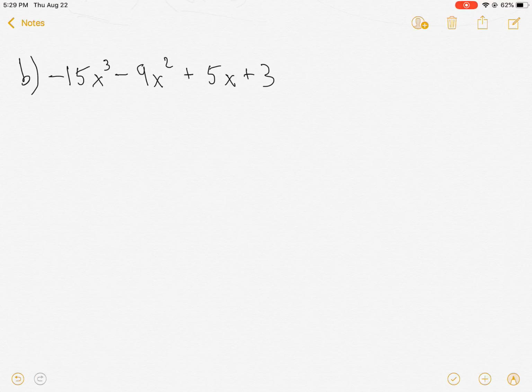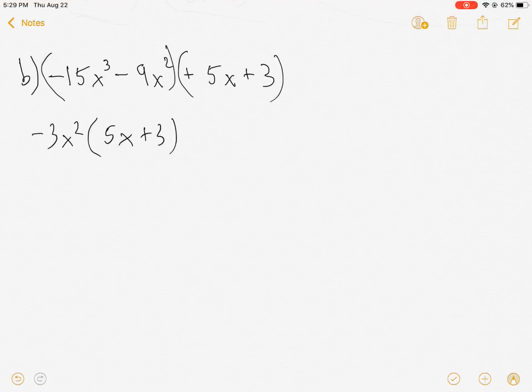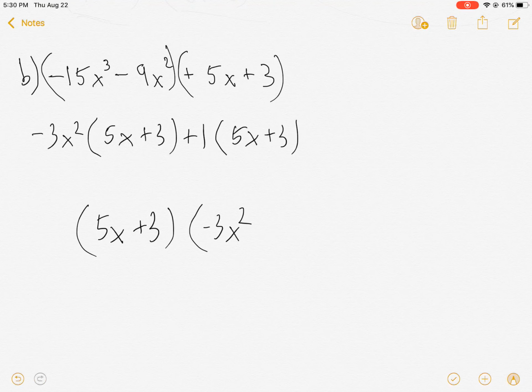Then for the last one here, group the first two, group the last two. For the first one, I'm going to pull out a negative 3. Don't know why I wrote a 5. That would leave me with 5. I'm also going to pull out an x squared. That would leave me with 5x plus 3. My second one, I'm just going to be pulling out a positive 1 because I don't see anything in common with those, leaving me with another 5x plus 3. So I have a 5x plus 3, and I have a negative 3x squared plus 1. And that would be my answer for this.